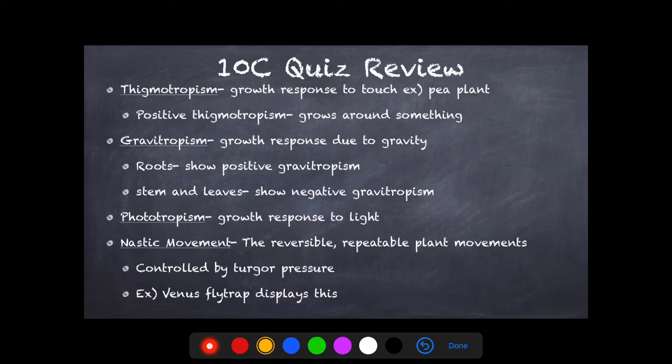Okay, so that ended chapter 10C. So now we're going to do the quiz review. So let's go over some of the terms that we learned.